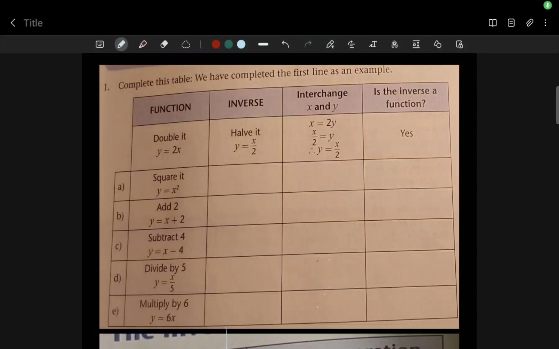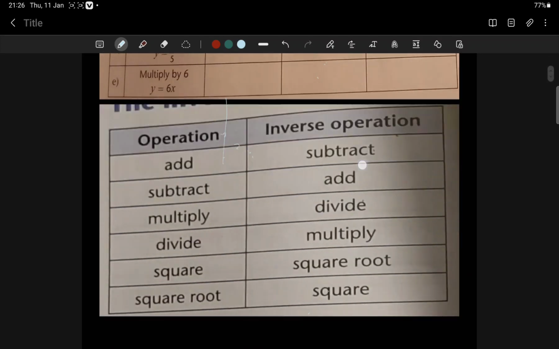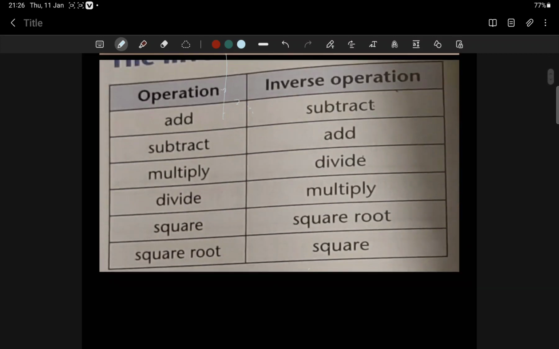Okay, so we have this table to complete. For us to complete this table, we need to first understand this one first. This one is operation and inverse operation. For the operation addition, the inverse of that operation is subtraction. And for the operation subtraction, the inverse of that is addition. So on and so on.